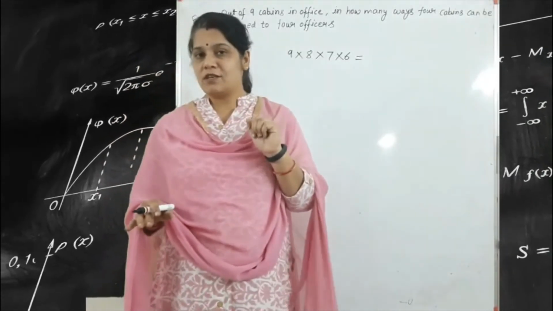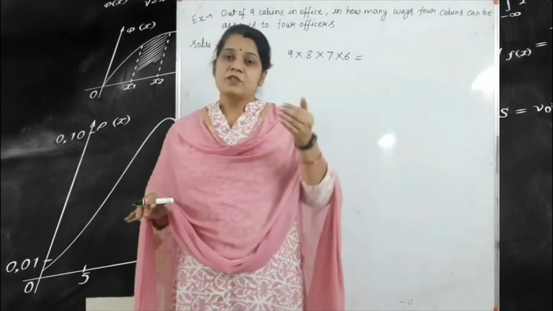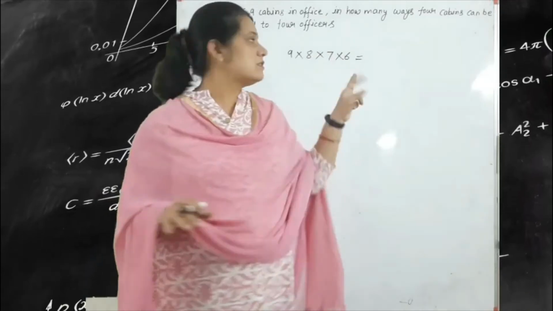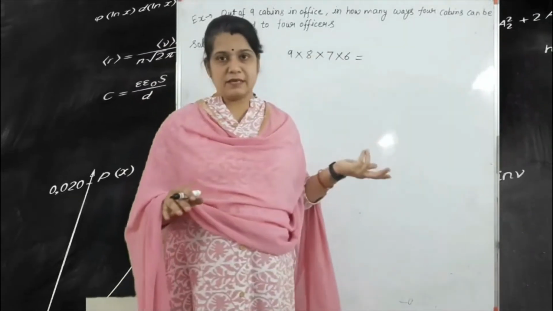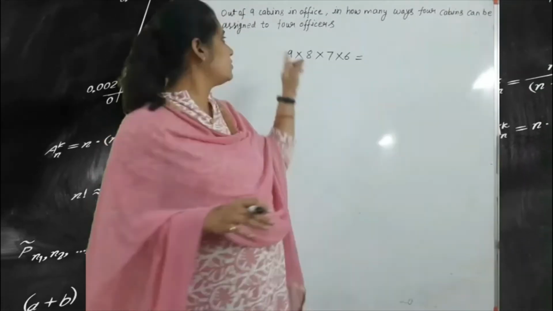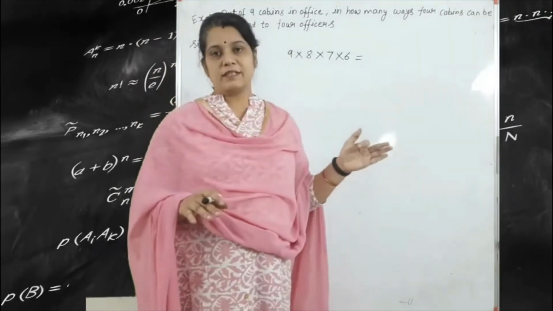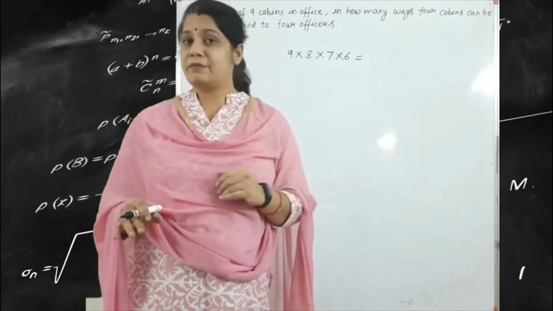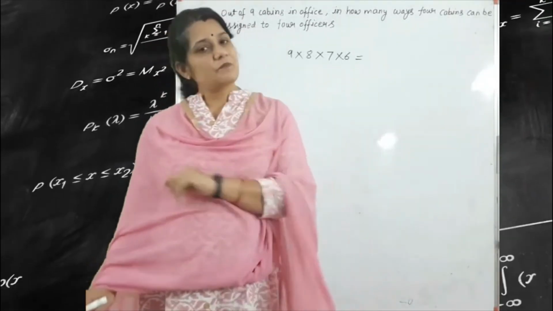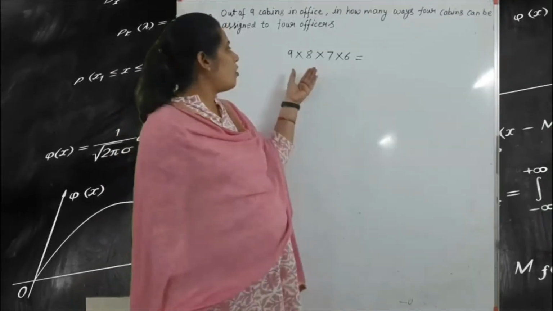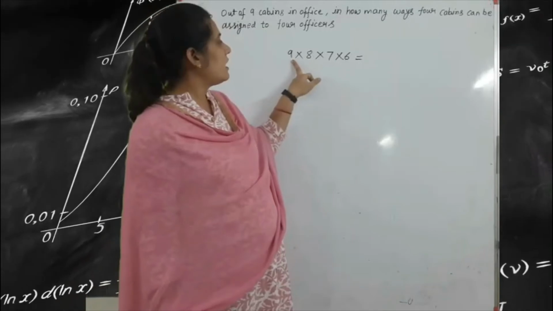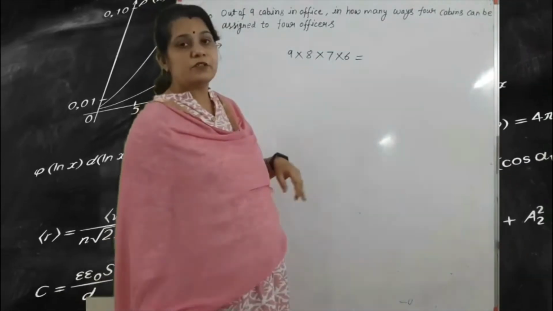So what remains? For the third officer, how many ways can they choose a cabin? So 7 ways. Okay, 7 cabins. But the third cabin is also occupied. So out of 9, 3 cabins are occupied. That means the remaining cabins are 6. So for the fourth officer, we have 6 cabins. So you can say that this is 9 into 8 into 7 into 6.